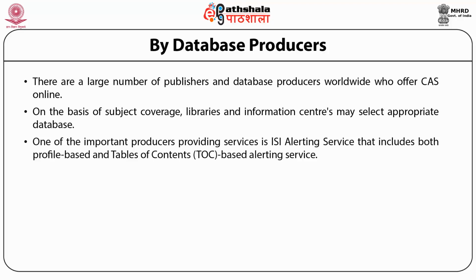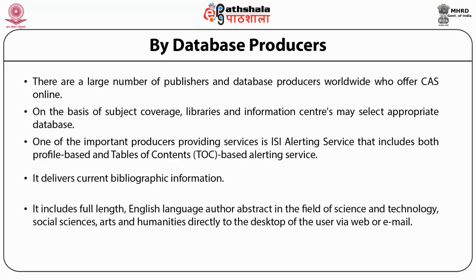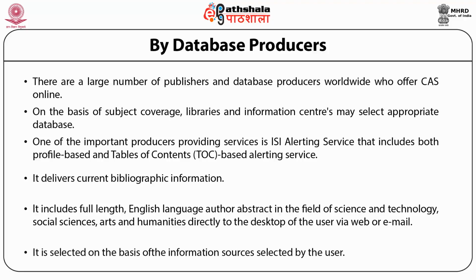One of the important producers providing services is the ISI alerting service, which includes both profile-based and table of contents-based alerting service. It delivers current bibliographic information. It includes full-length English language author text in the field of science and technology, social sciences, arts and humanities directly to the desktop of the user via web or email. It is selected on the basis of the information sources selected by the user.